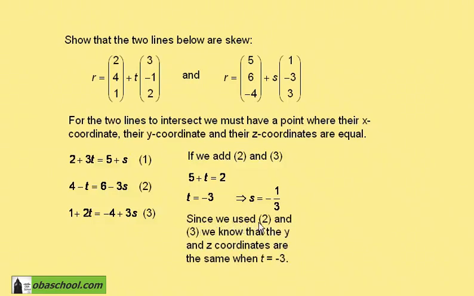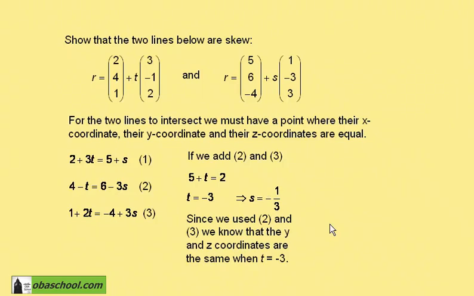Since we used equation 2 and equation 3, we know that the y and z coordinates are the same when t is minus 3, and of course that means when s is minus 1/3. Equation 2 related the y-coordinates and 3 the z-coordinates. So finding a value of t and a value of s that works for these two tells us that the y and z coordinates are the same for these values of t and s.